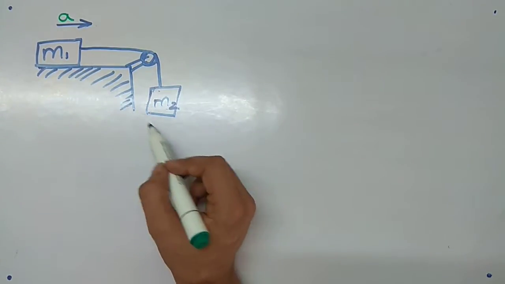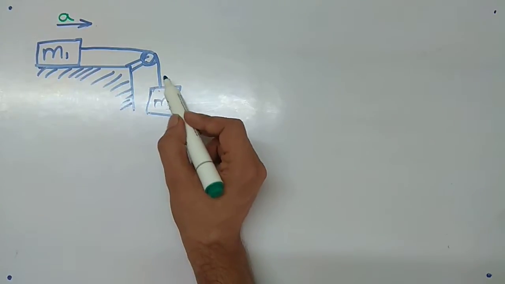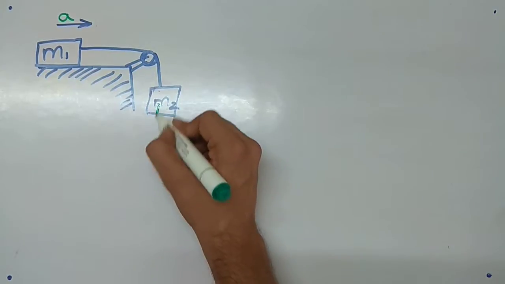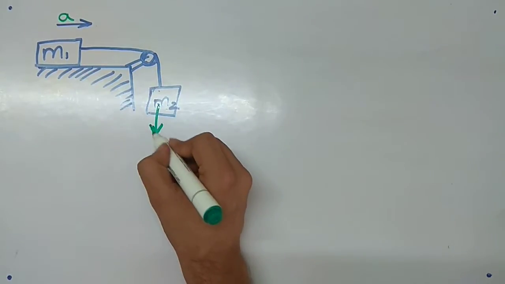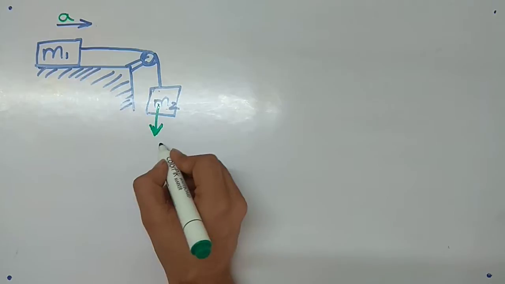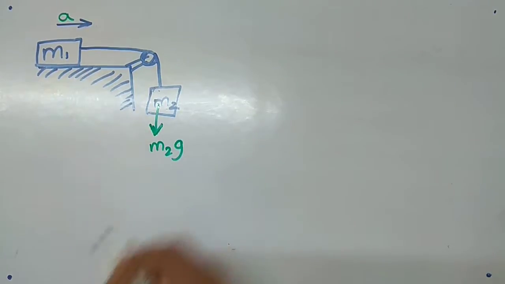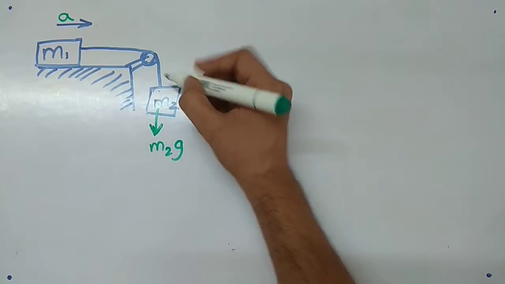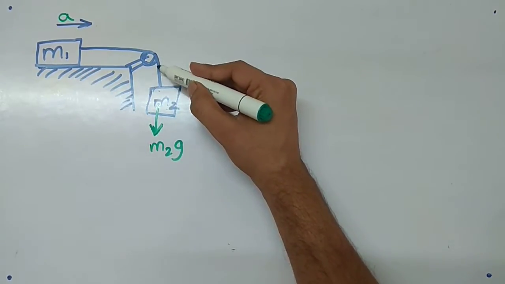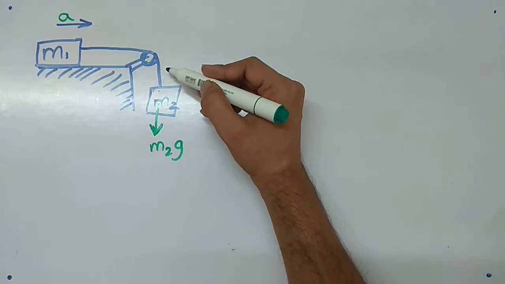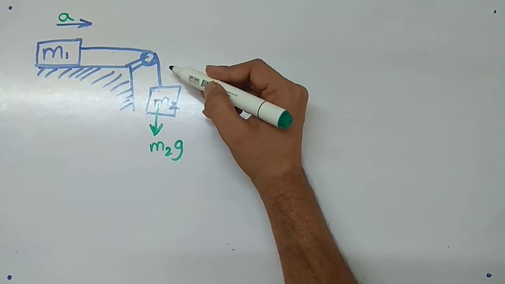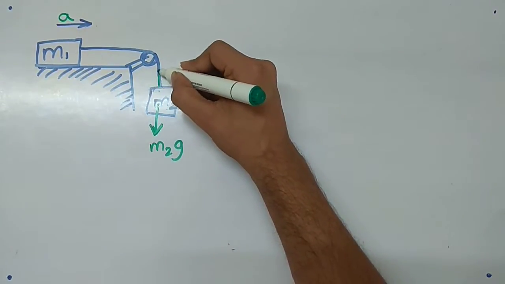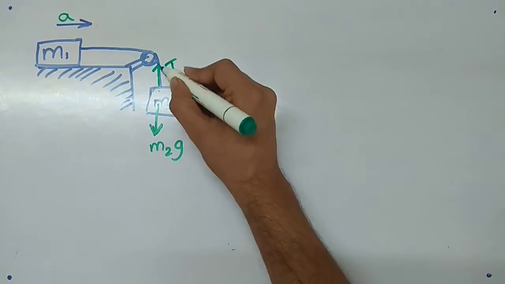So if this object is not moving, its downward force and its upward force should be equal. What is its downward force? Downward force is nothing but the weight of the object, that is mass into gravitational acceleration. Next, due to this weight, there will be a force developed in the string, and that force is always called tension. And tension is always directed away from the object. So what will be the direction of tension? This one, away from the object.